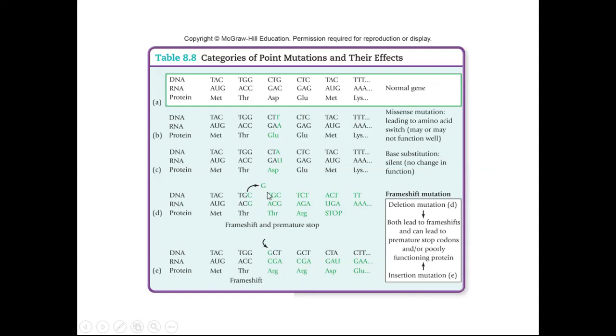C, T, C, G. Everything downstream is shifted. And all of the downstream codons have shifted as well. So instead of having an aspartate, I have a threonine. Instead of a glutamate, I have an arginine. And instead of methionine right here, I have a stop codon. Non-functional protein.